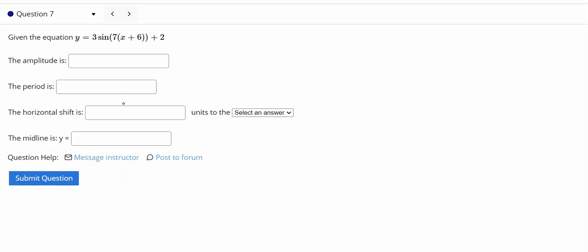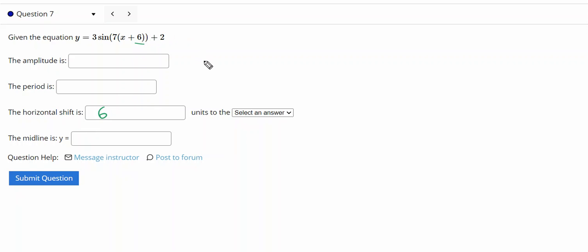All right, so if we're looking at this one, similar to the one before, but we just have a new part of this one. It says, what's the horizontal shift, or the phase shift as it's called sometimes? Well, that's my C value. So when you get to this horizontal shift part, I know it's got something to do with 6 here, doesn't it? So that's going to be 6.